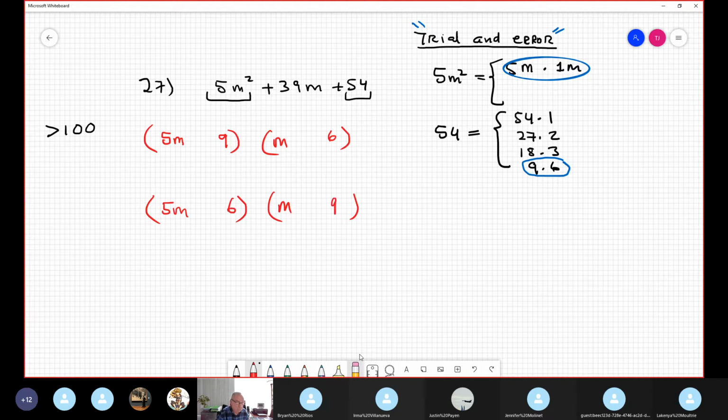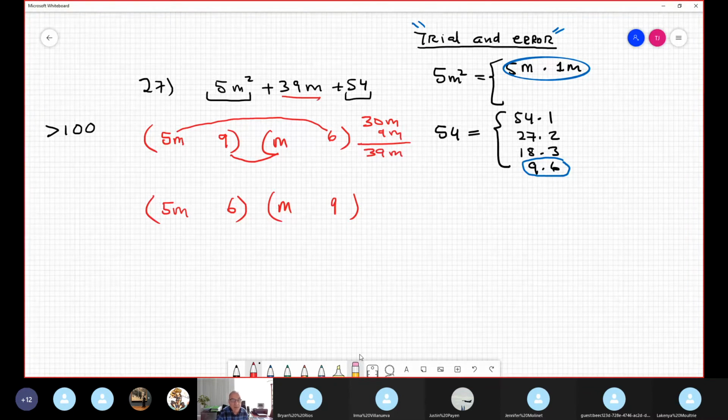Okay. And you multiply. Multiply how? Multiply like the FOIL, but no. I only need outer and inner, like that. Boom, boom. When you multiply 5M times 6 is 30M. When you multiply 9 times M is 9M. Addition is 39M.